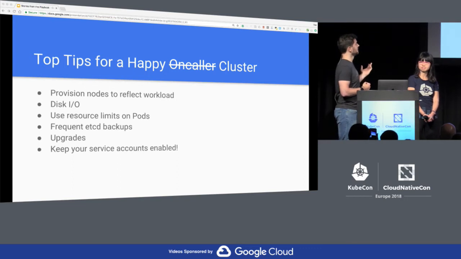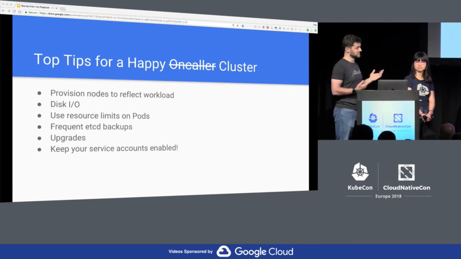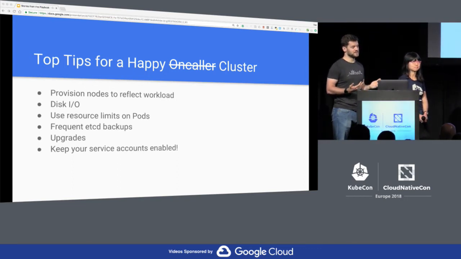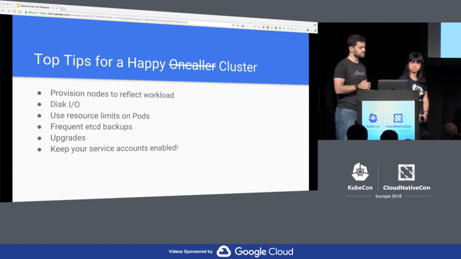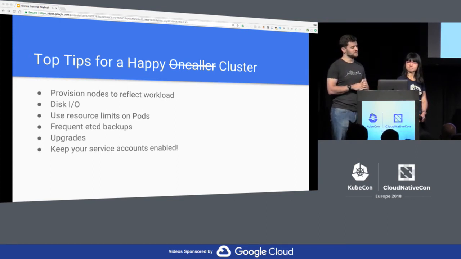And this should be a no-brainer, but frequent etcd backups is definitely a good idea. We do this in the order of minutes on every cluster, and there's an alert that goes off if these become too stale. We also recommend keeping your cluster up to date as much as possible, up to the latest patch version, if not minor version. And GKE can really help here, obviously. Also, if you are using GKE, please make sure your service accounts remain enabled.